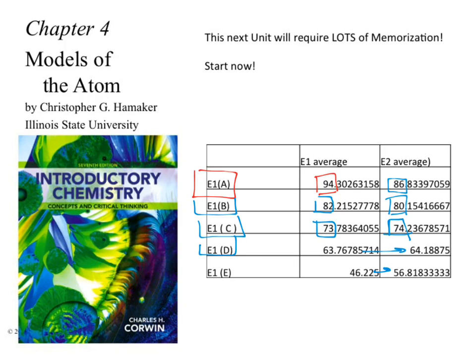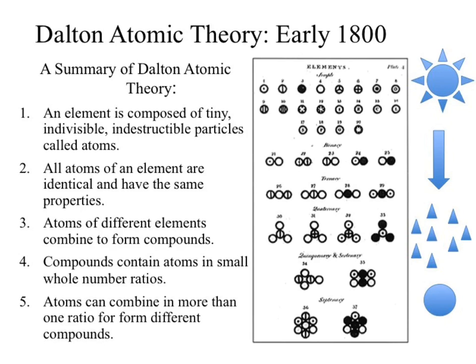Okay. So, back to Dalton. Chapter 4's got a significant bit of history in it, because what we're looking at is our understanding of atomic structure. We're going to look at the first half of chapter 4, then the first half of chapter 5, back to chapter 4, and back to chapter 5. If we go all the way back to our origins, the early 1800s, Dalton came up with an atomic theory.